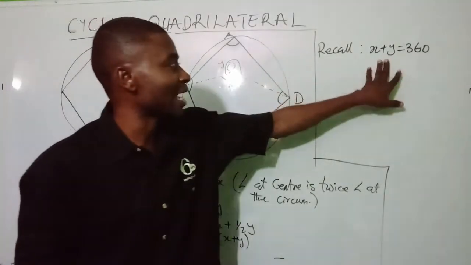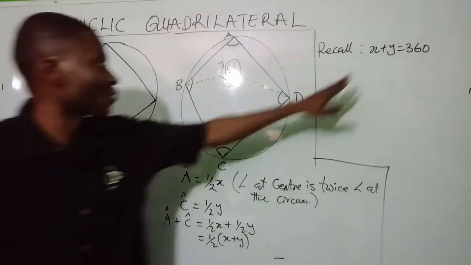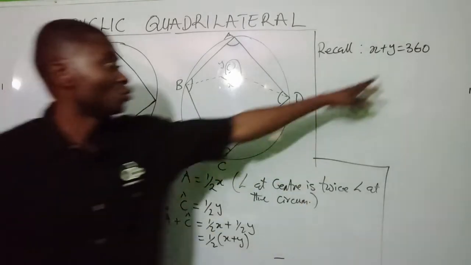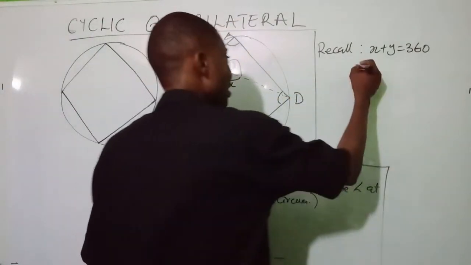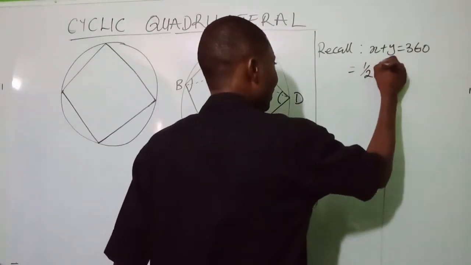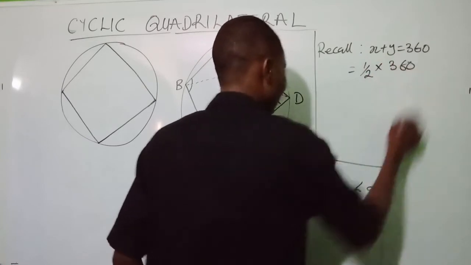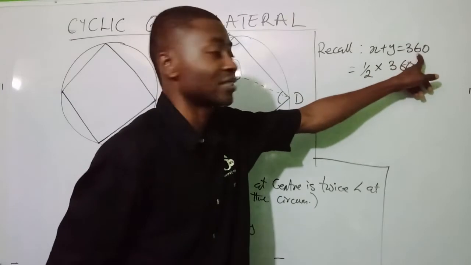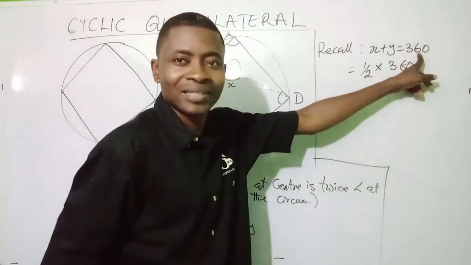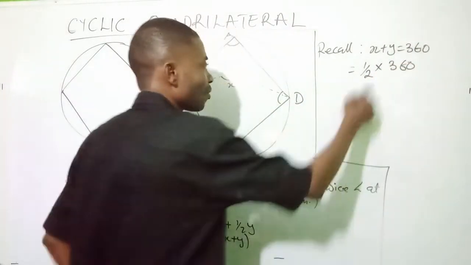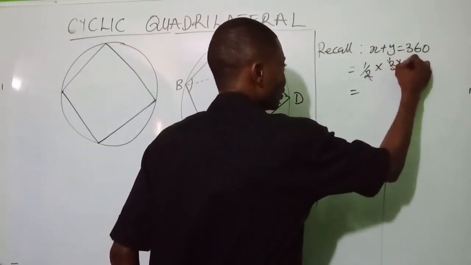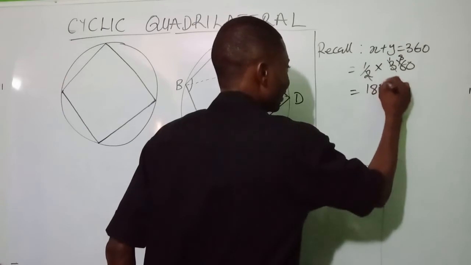Now, what will I do now? I can substitute x plus y. Since the value of x plus y is equal to 360 degrees, I can replace x plus y here with 360 degrees. So if I do that, that will now give me 1 over 2 times 360 degrees. Now, what will I do? Dividing this now, that gives us 180 degrees.